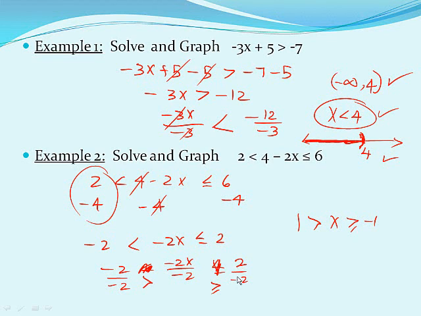So 2 divided by -2 is -1. -2 by -2 is +1. We can rewrite this as -1 ≤ x < 1. So that is one answer form. And we can also write this in the interval form. [-1, 1) with a closed bracket on the left, open bracket on the right. Less than or equal to refers to square bracket, less than refers to open bracket.